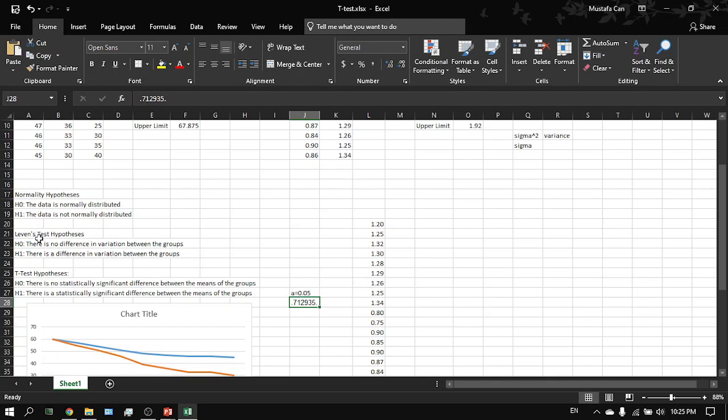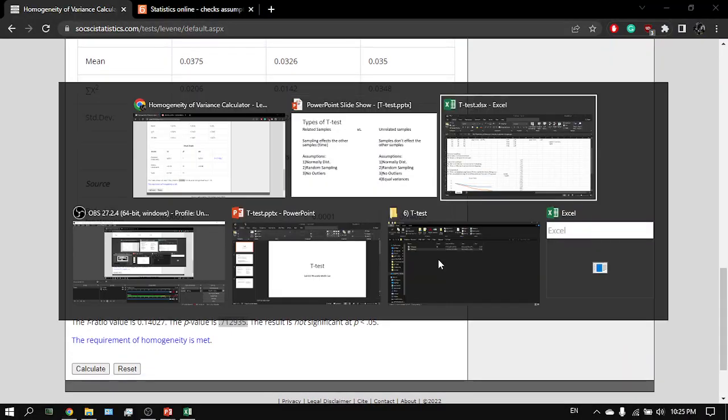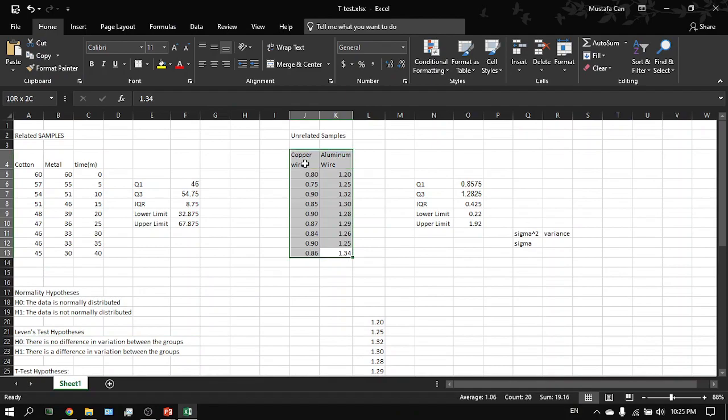T-test, Levene's test hypothesis, I see here. If it is larger than alpha, I accept the null hypothesis. There is no difference in variation. So our fourth assumption is also met. We can do our test here.